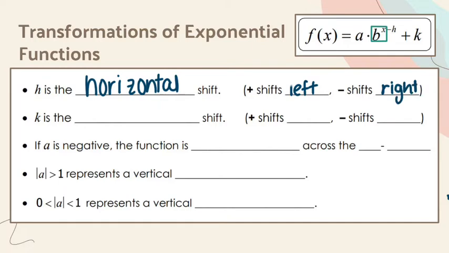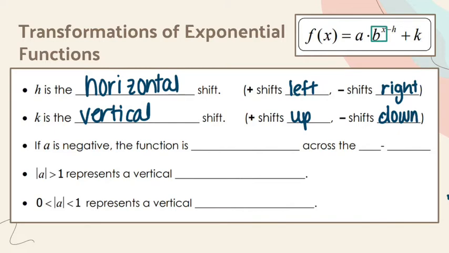And that's kind of the opposite of what you would normally think, because positive numbers are on the right side, negative are on the left. So you just need to remember that h moves in the opposite direction of what you would normally think. K on the end of it is the vertical shift. And this one is normal. Positive shifts up and negative will shift down.